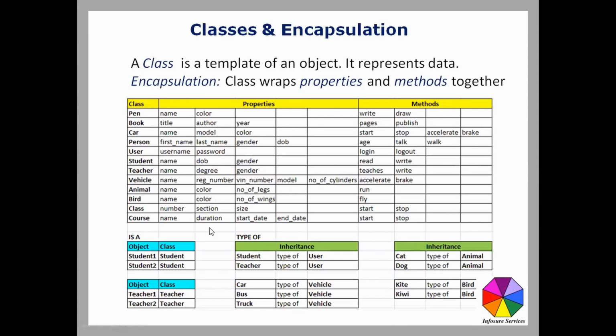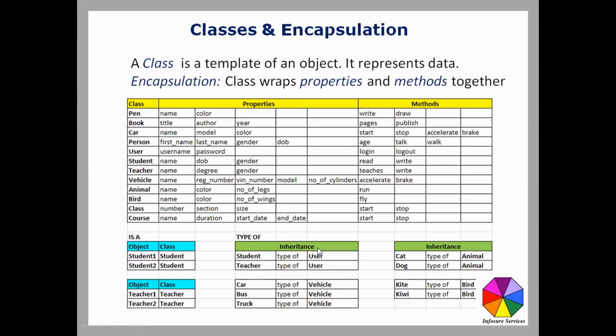When you create an object, there is a relationship between the object and the class. Student one is a specific object of the class student. Student two is another. In terms of object and class, they have a relationship like that: teacher one is a teacher, student one is a student. So it is an is-a type of relationship.